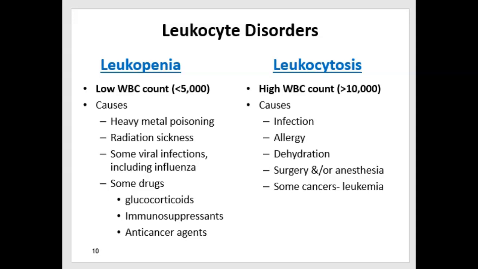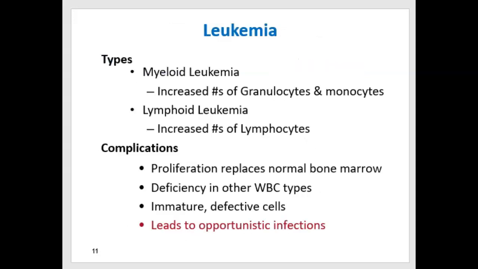But let's look at cancer in particular, leukemia. There are different types of leukemia. Myeloid leukemia increases the number of granulocytes and monocytes, whereas lymphoid leukemia increases the number of lymphocytes. You don't have to necessarily memorize that. We will look at slides in lab, and there are pictures in your lab manual of different types of leukemia. What you notice, though, is just a plethora of white blood cells. There are just so many more than usual.